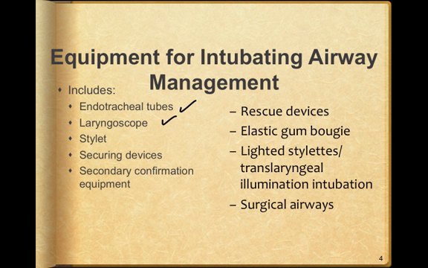A gum elastic bougie can also add more tools to our bag of tricks, if you will. Lighted stylets, laryngeal illumination intubation. This kind of gives us an illuminated stylet so that we can see the light through the cricothyroid membrane. And then, last but not least, a surgical backup airway.